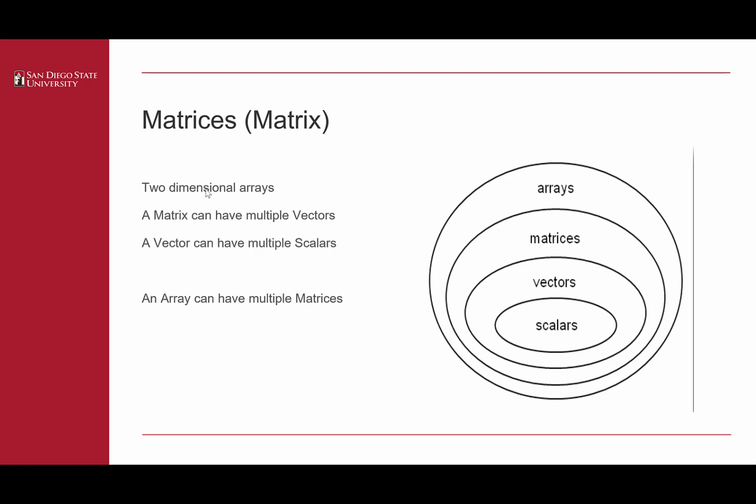and actually a matrix can have multiple vectors. What is a vector? A vector is an array, a two-dimensional array, but one of its sizes should be 1. For example, 1 by 11 or 11 by 1, 1 by 3, 3 by 1. And a matrix can have multiple vectors, and a vector can have multiple scalars.